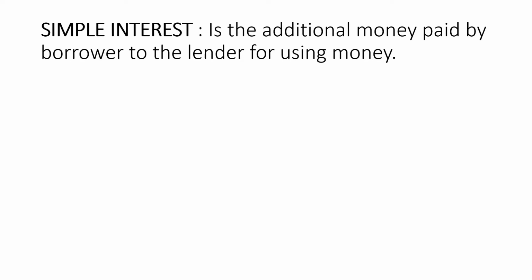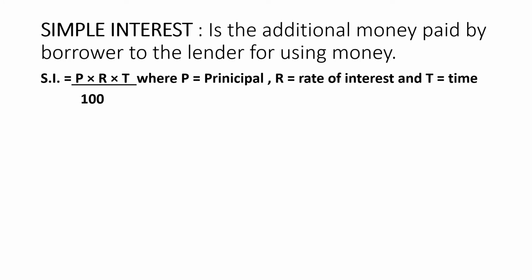Whenever you deposit money or give money to someone, that person will give you interest in return for using that money. Now, do you remember the factors determining simple interest? Let us recall. The formula for simple interest is P into R into T by 100, where P is the principal, the money which we deposit or borrow from a bank or a money lender. R is the rate of interest.